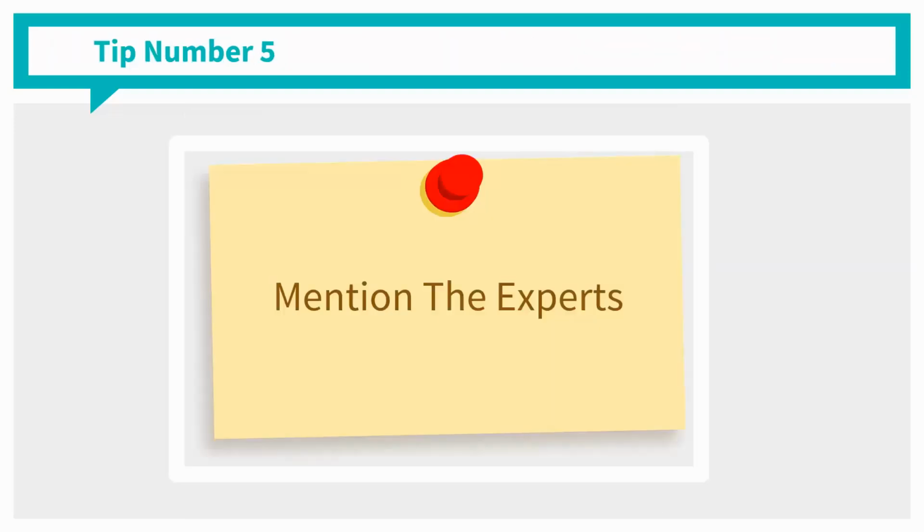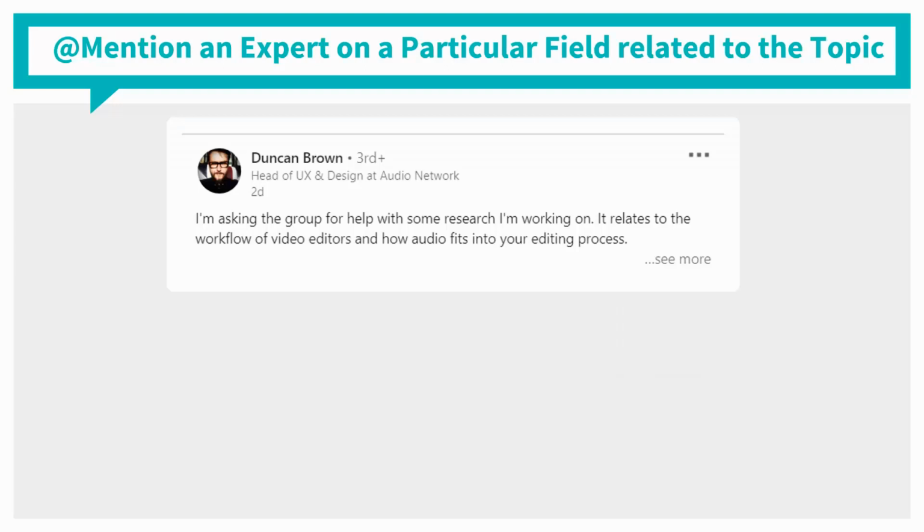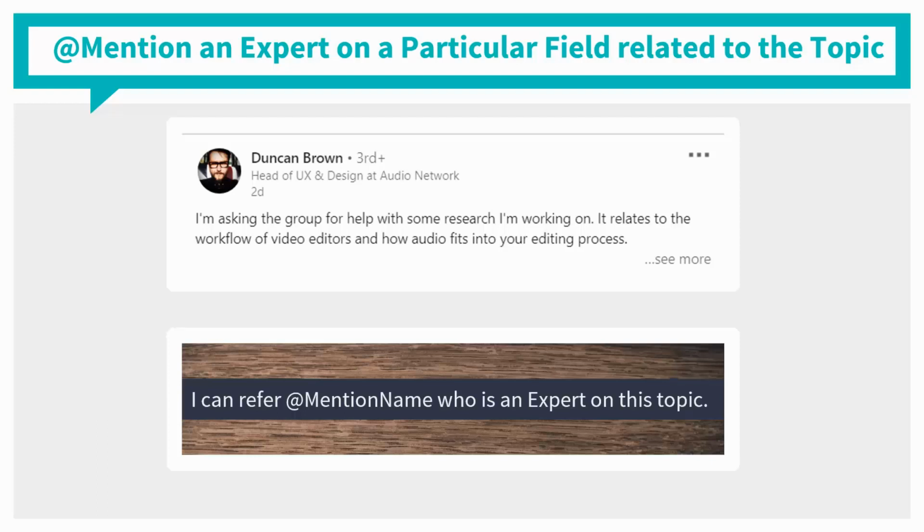Tip number 5. Mention the experts. If you have a member on your LinkedIn group who is an expert on a particular topic, mention him in the ongoing discussion. He will be able to give his opinions, share ideas, and experiences that can be helpful to all. This will benefit your members and your group harmony discussion as well.